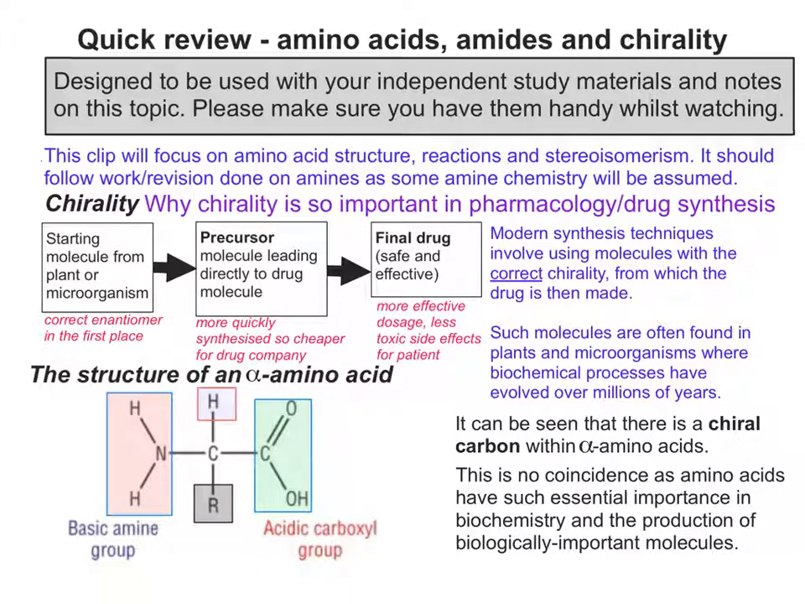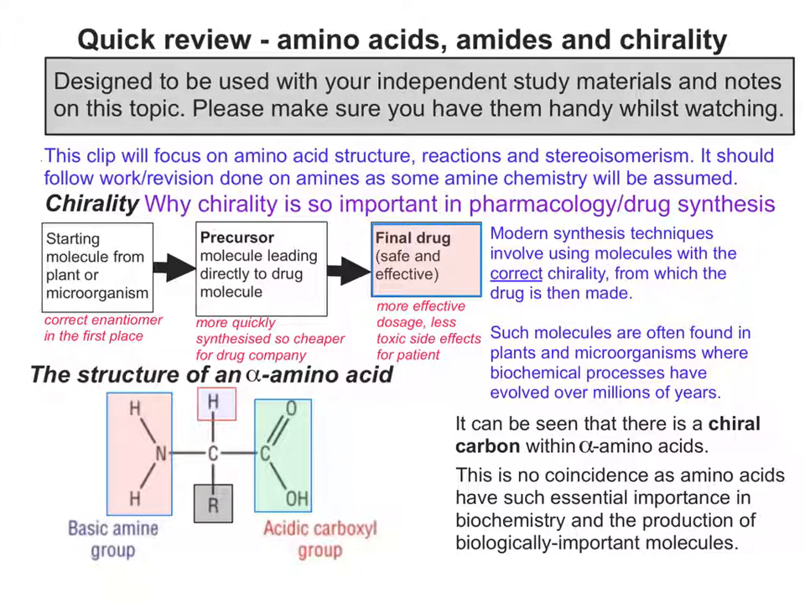So the way they do this is by isolating the starting molecule that they want from the plant or microorganism that secretes it or produces it. And because it's evolved over millions of years, it'll be the correct enantiomer to have the appropriate biological effect. What this allows them to do is then use this to make the precursor molecule, or through a number of stages, end up with a precursor molecule which is more quickly made, so it costs less from the drug company's point of view. And then finally, when they get their target molecule, or the final drug, it's safe and effective, meaning it's a more effective dosage, so the same amount has a greater beneficial pharmaceutical effect, and it also has fewer toxic side effects for the patient.